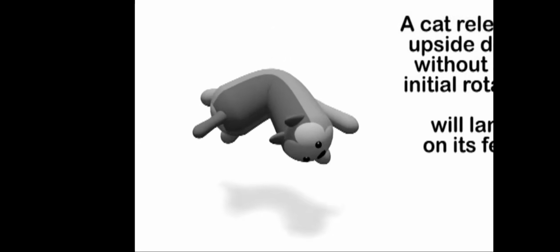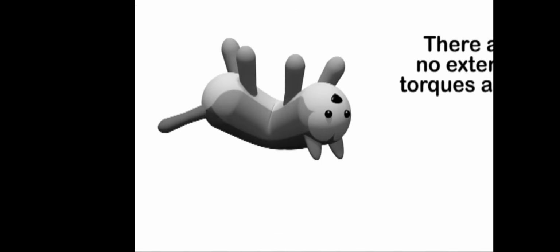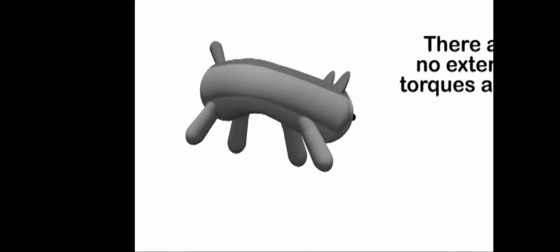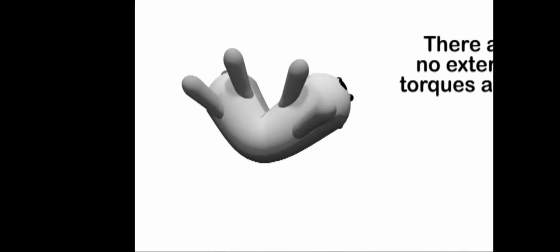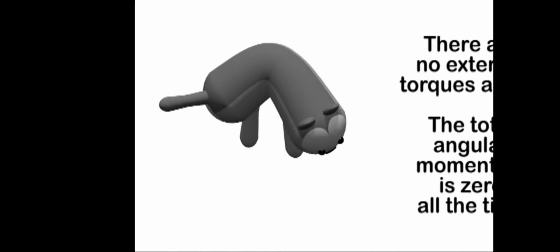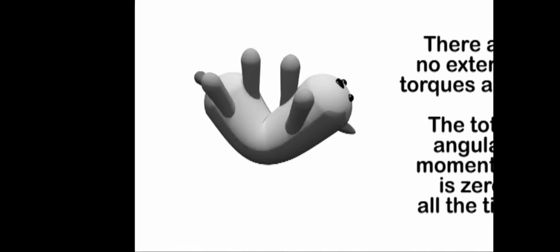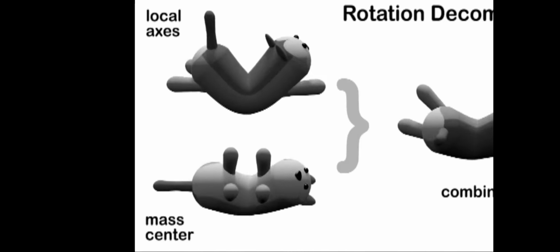I don't know why it's partly cut off here, but a cat released upside down without any initial rotation lands on its feet. It turns itself by 180 degrees. There are no external torques acting on the animal. You can just see that it is simply rotating around its center of mass there. The total angular momentum is 0 all of the time, so there is no net angular momentum.